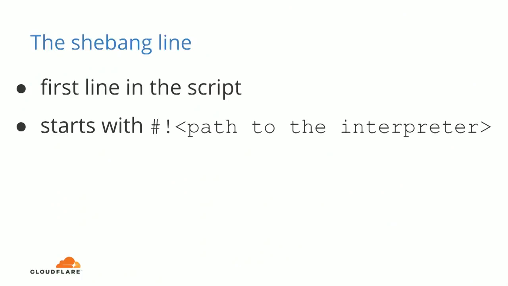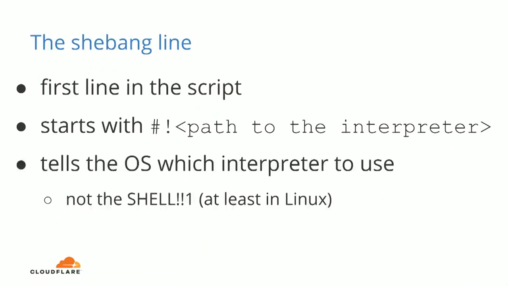And finally, how to achieve the executable part? In Linux and most Unix-like operating systems, you do it with a shebang line. The shebang line is just the first line in your script. It starts with a hash, exclamation mark, and the path to the interpreter. What the shebang line does is tell your operating system, and keep in mind that it tells your operating system, not your shell, which interpreter to use for the script. And I will come back to that later.